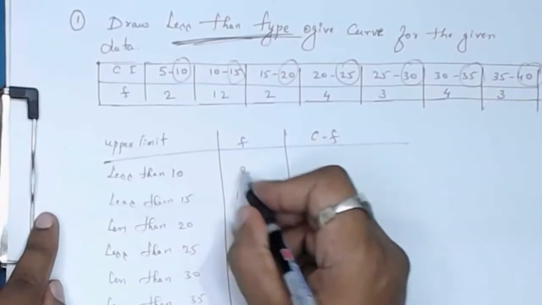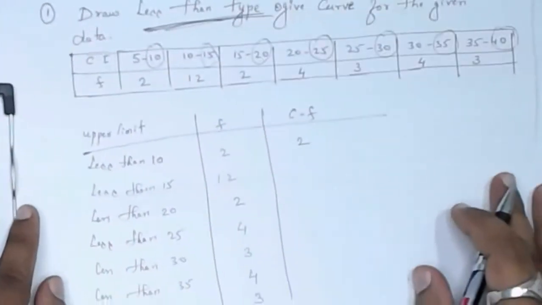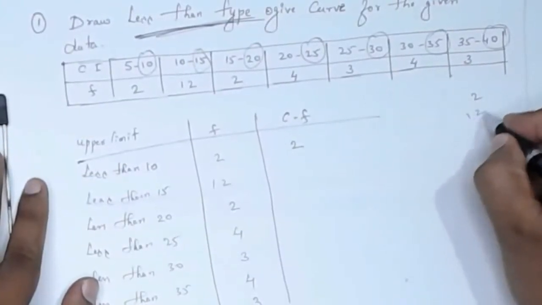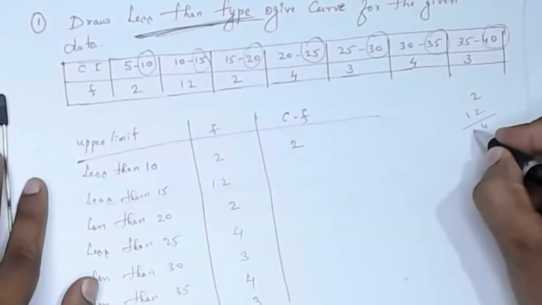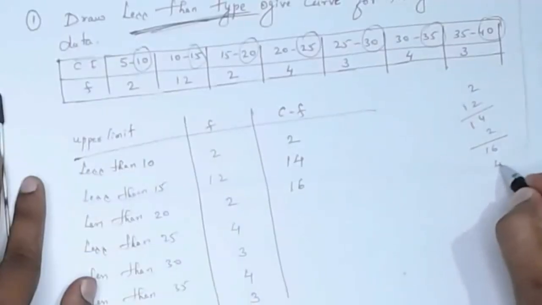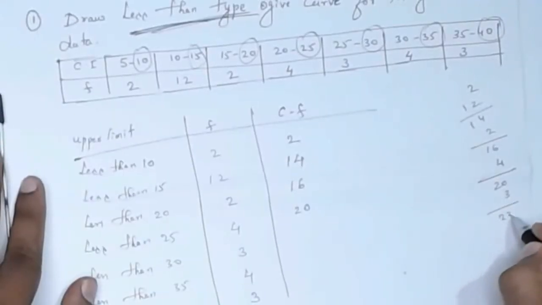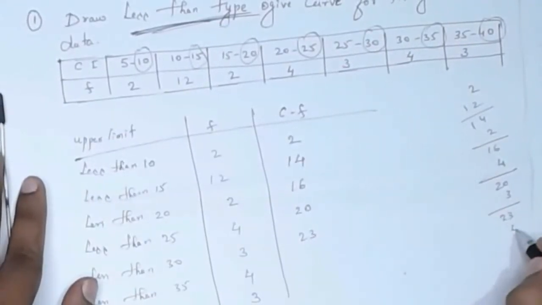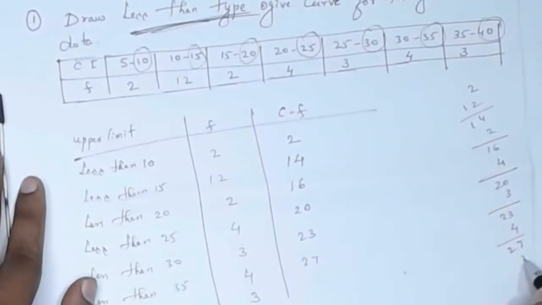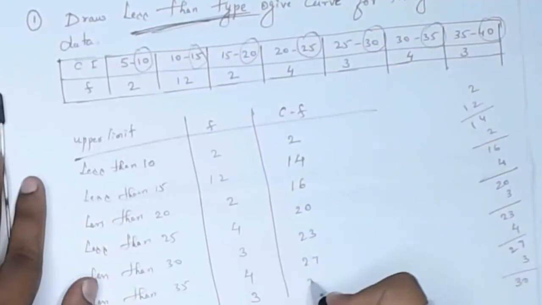So what we do, we write the first number as it is. If you want, you can write here 2. 2 plus 12, add. That is 14. Write here 14. Okay. 14 plus 2, how much? 16. Write here 16. With this 16, add 4. 16 plus 4, 20. Write 20 here. 20 plus 3, how much? 23. Write 23 here. 23 plus 4, how much? 27, write 27 here. 27 plus 3, how much? It is 30, write 30 here.